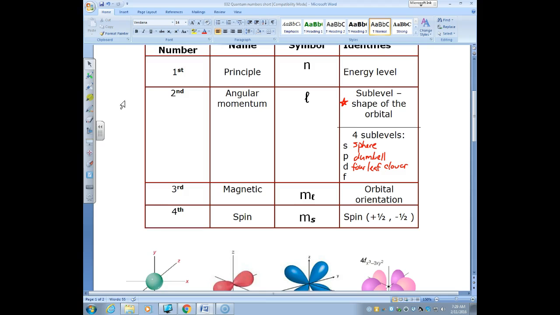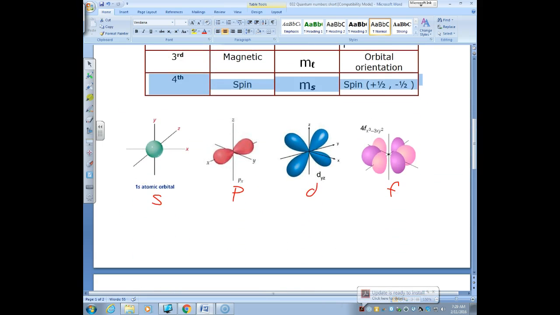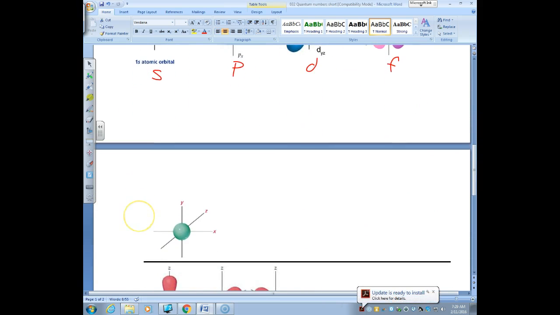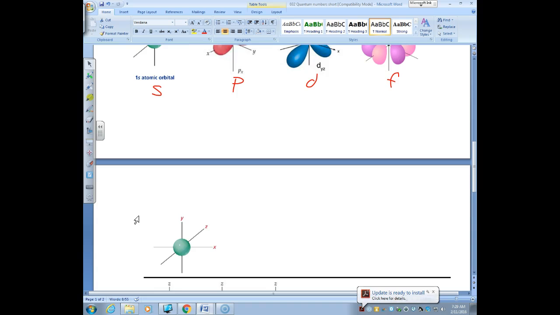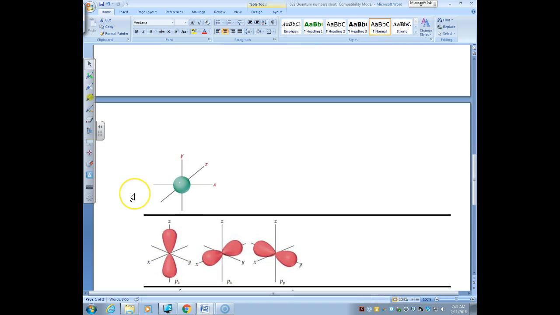The third quantum number is the magnetic quantum number. It is M sub L, and that is a cursive L there. And it deals with the orbital orientation in 3-dimensional space. So how it is oriented. I've got some pictures of that to show you. So for S, there's only one way to orient a sphere in space, and so there's only one orbital orientation for an s sublevel. A p sublevel, we have three different orbital orientations.